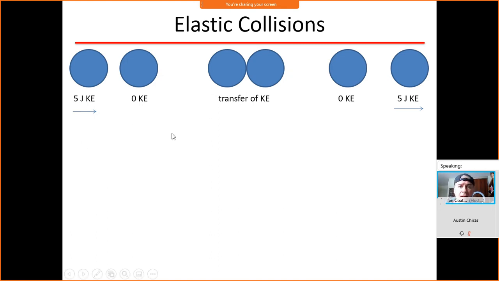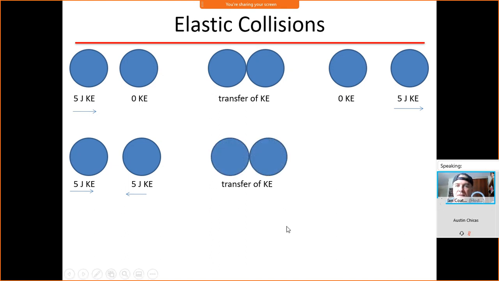Okay, another example. Here I got 5 joules going this way, 5 joules going this way. Now, think elastic. Elastic collisions, think bouncy balls. Moving all over the place, bouncing. What's going to happen here? They're going to meet, they're going to transfer, and they're going to go back the way they came. So this energy here was transferred here, and now this ball is going in this direction, and the other ball transferred its energy. Let's just go on. I'll keep going.